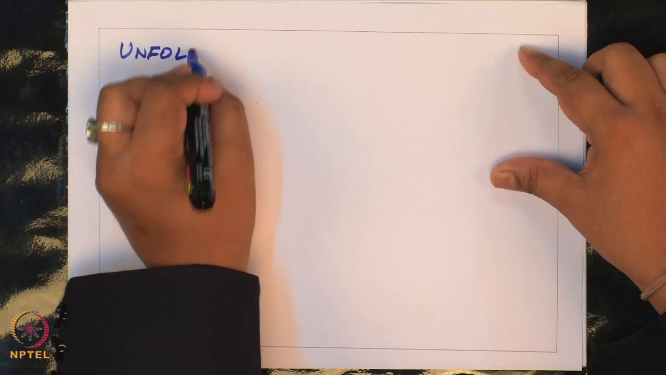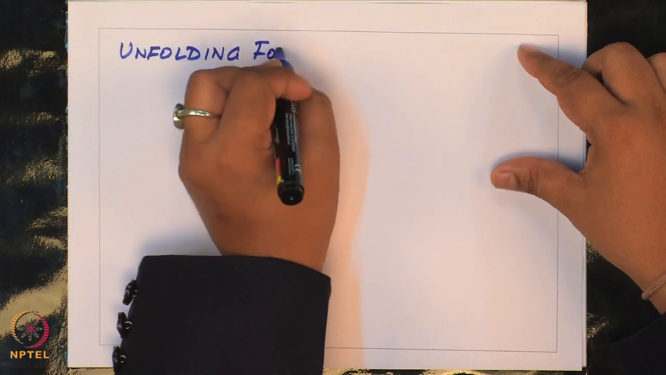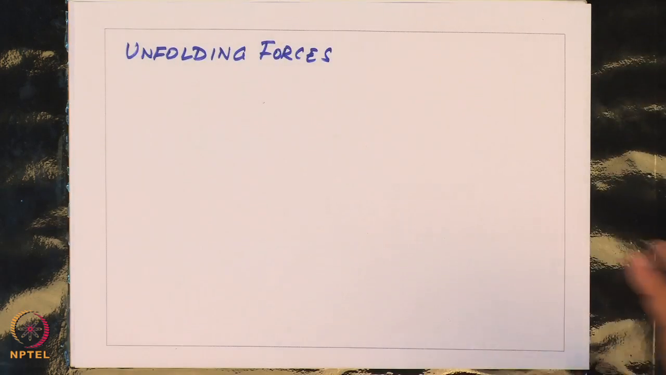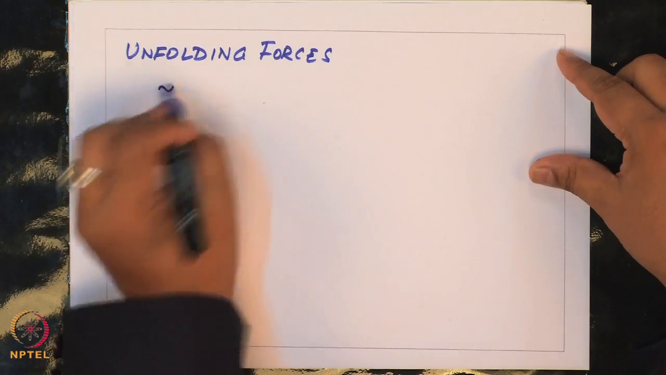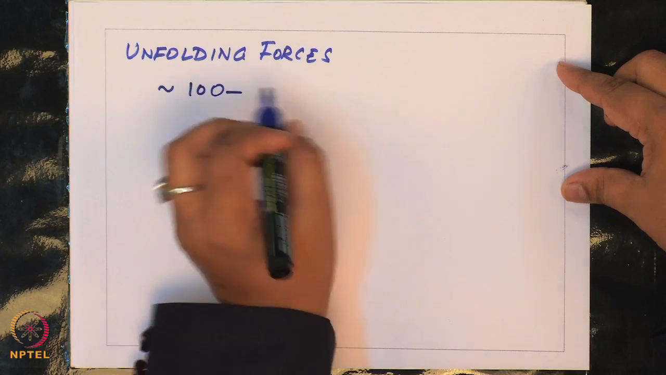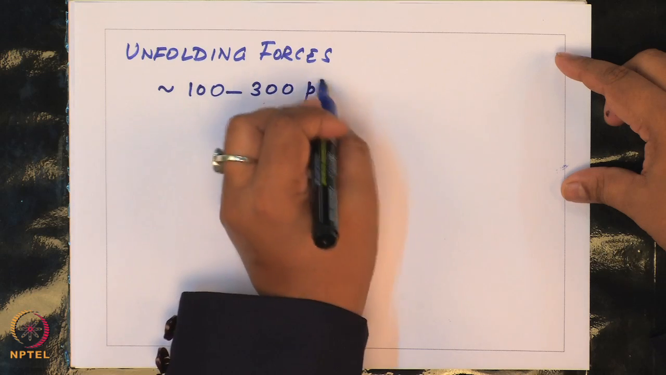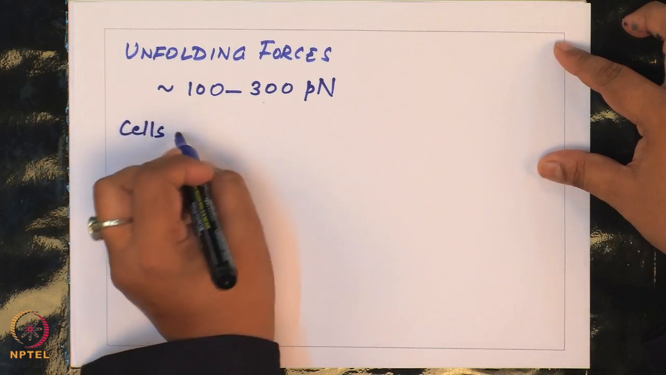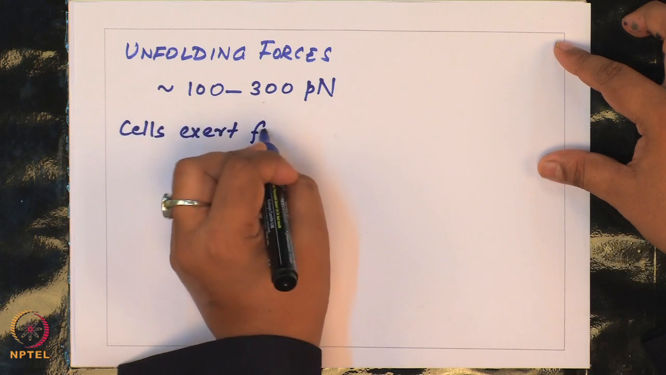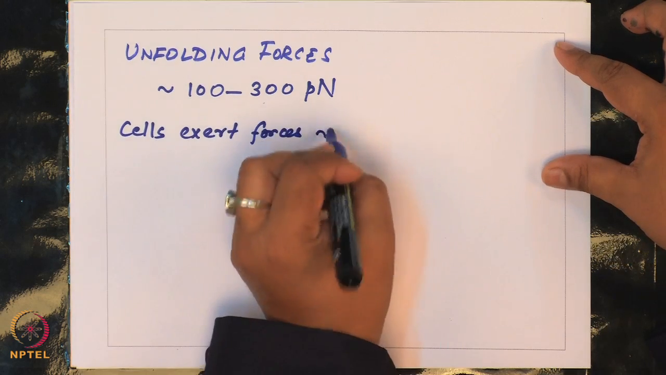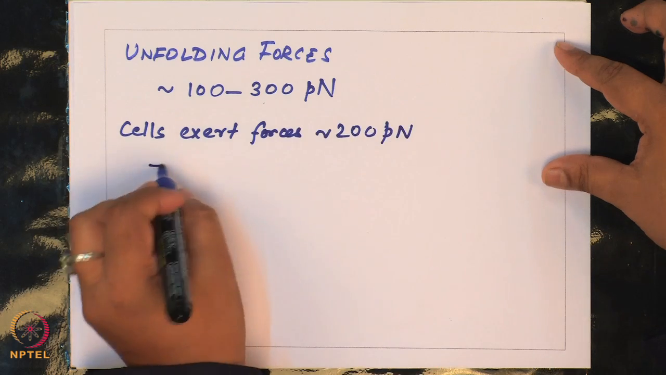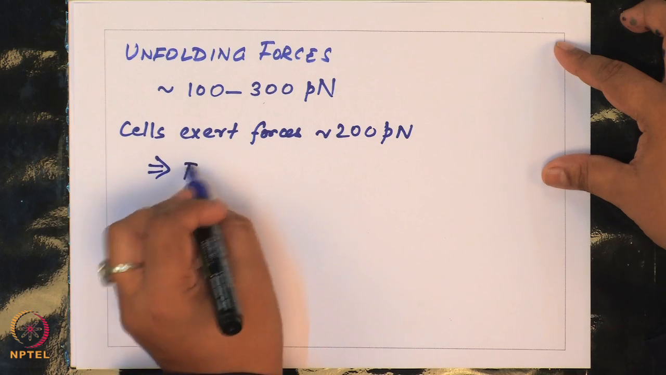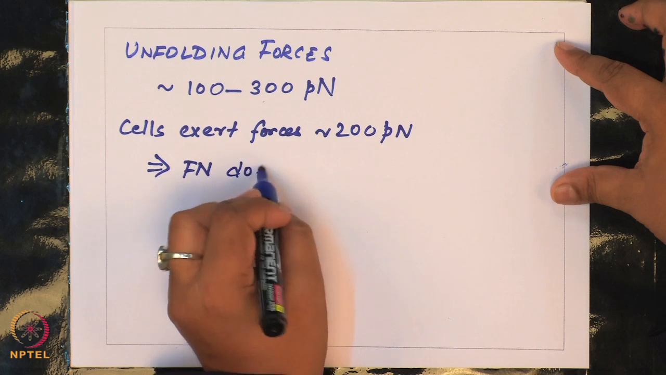What are the other things? How do the unfolding forces look? You have seen that unfolding forces have magnitude of the order of, let us say, 100 to 300 piconewtons, and it is known that cells can exert forces of the order of 200 piconewtons. So, this would imply that fibronectin does get unfolded.